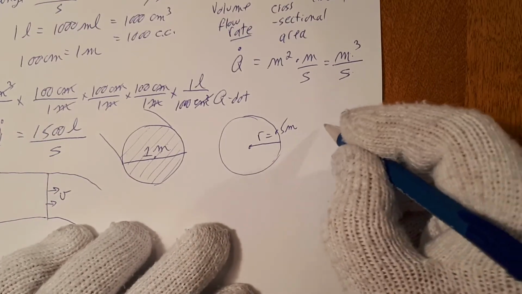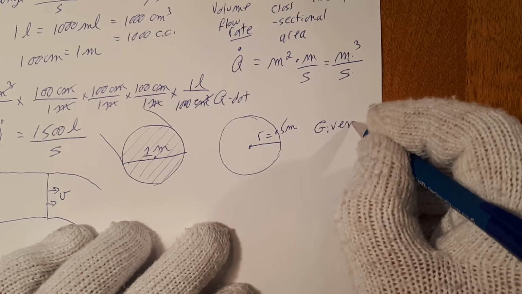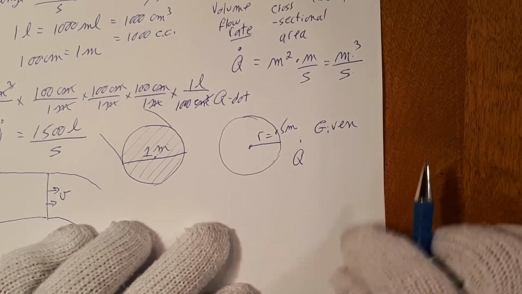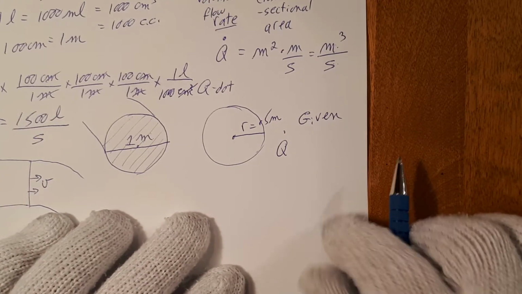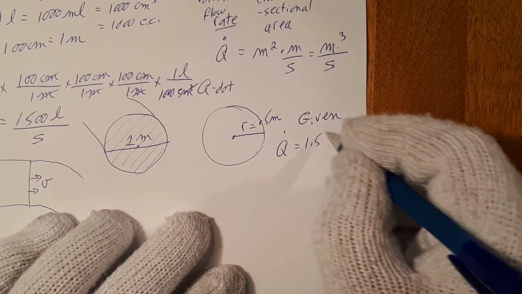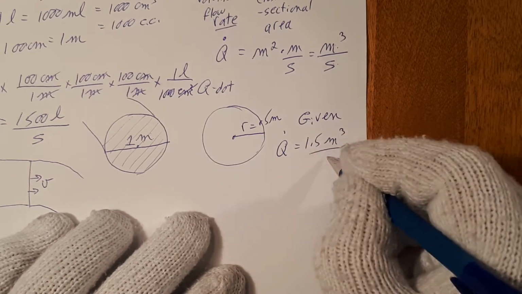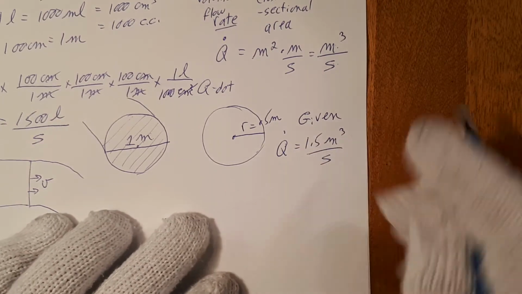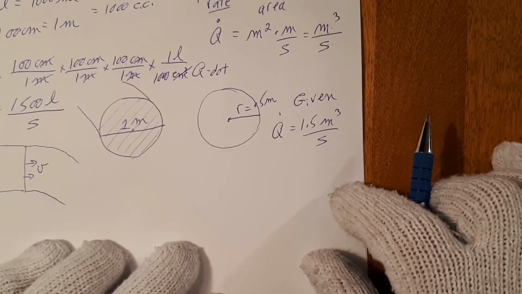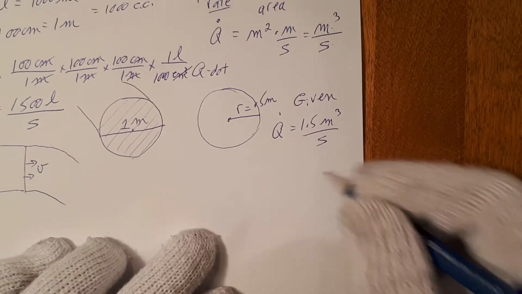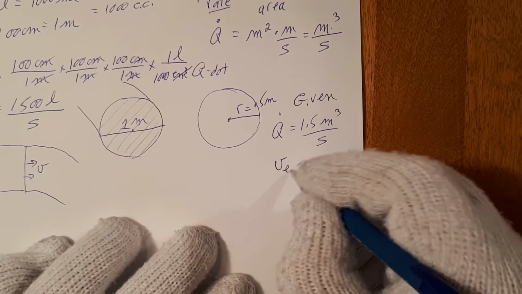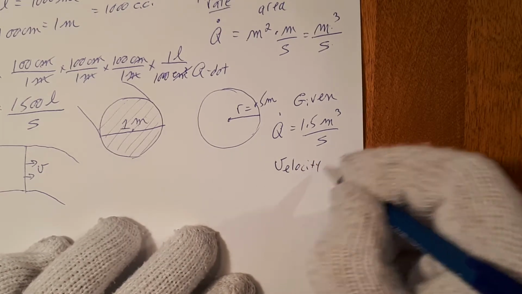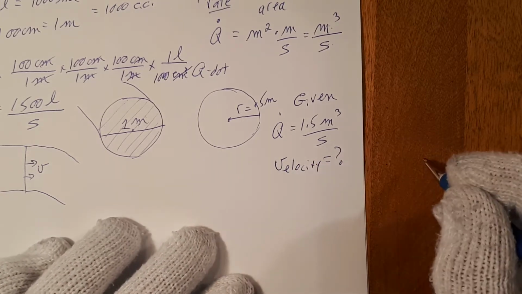Write down a little list of what is given. The volume flow rate, Q dot, is equal to 1.5 cubic meters per second. These are proper base units. Velocity is what we want to find. We don't know what that is.